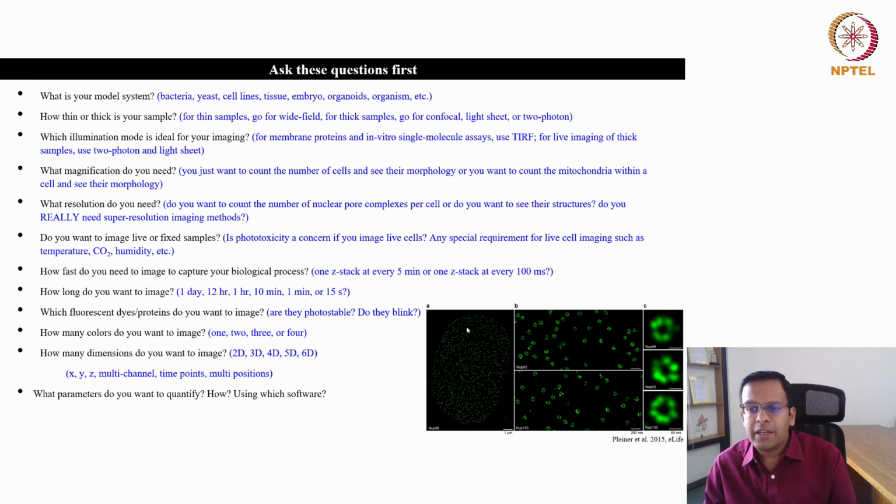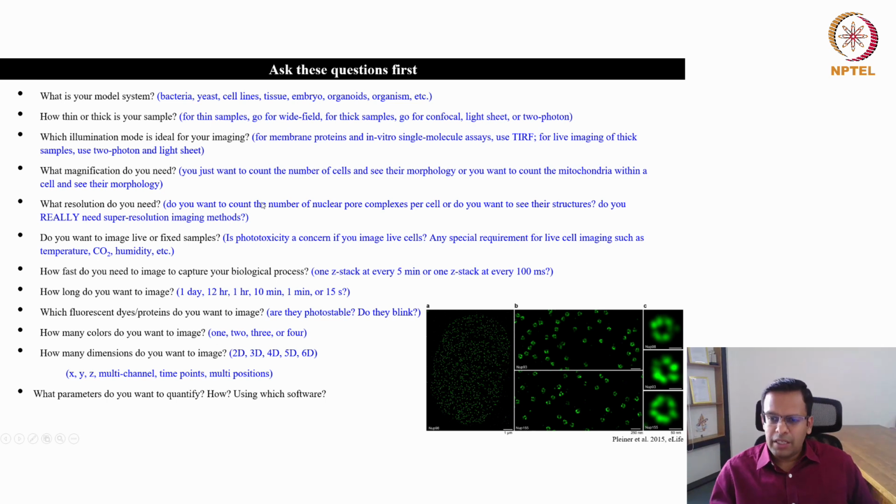But let's say I really want to see the detailed structure of this nuclear pore complex, that is, how many foci there are in the nuclear pore complex. Then I really need super resolution imaging to see the detailed structure. So if you enlarge these small dots and use super resolution microscopy, you can see only a smaller area of this cell, but you can see these kinds of resolved structures of the nuclear pore complex. So you have to decide on the resolution, whether you really need high resolution for your imaging experiment or not.